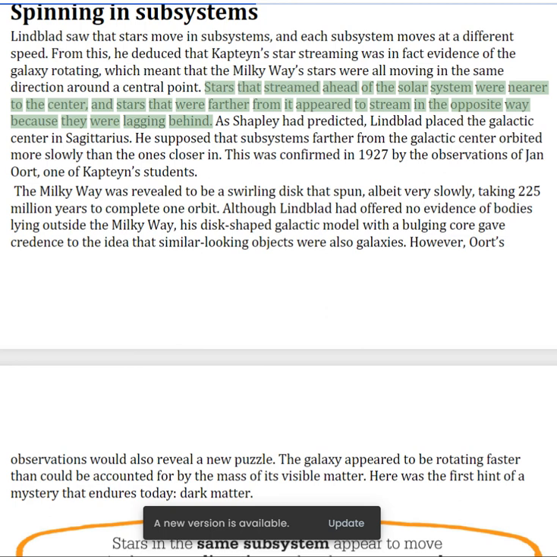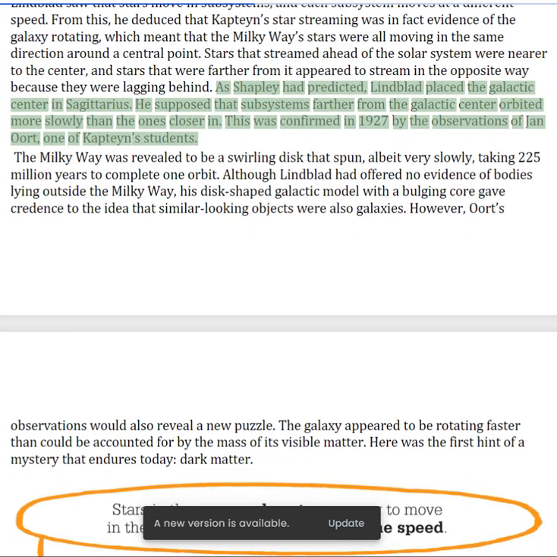Stars that streamed ahead of the Solar System were nearer to the center, and stars that were farther from it appeared to stream in the opposite way because they were lagging behind. As Shapley had predicted, Lindblad placed the galactic center in Sagittarius. He supposed that subsystems farther from the galactic center orbited more slowly than the ones closer in. This was confirmed in 1927 by the observations of Jan Oort, one of Kapteyn's students.